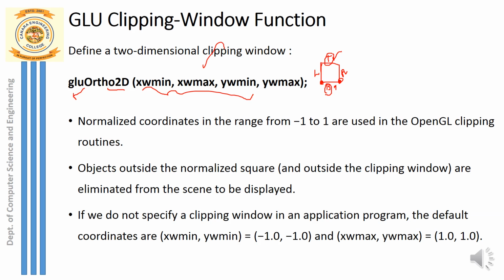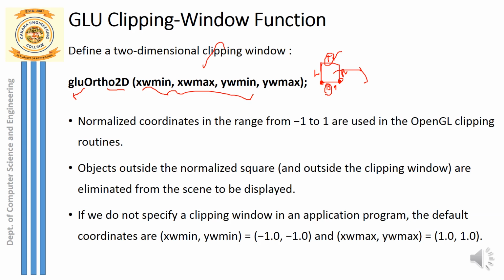Once you set this clipping window, you are selecting the desired portion from the object. The unwanted portion of the object will be clipped off, and only the desired portion that comes inside the clipping window will be chosen, and that will finally be displayed onto the display window.